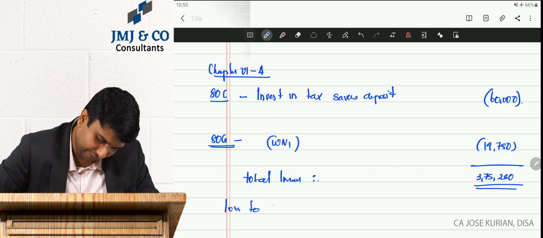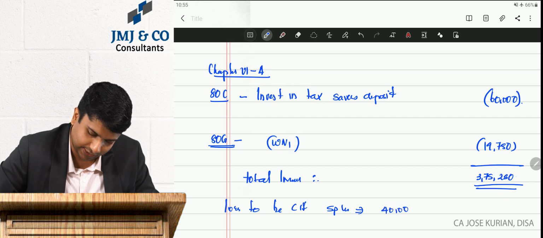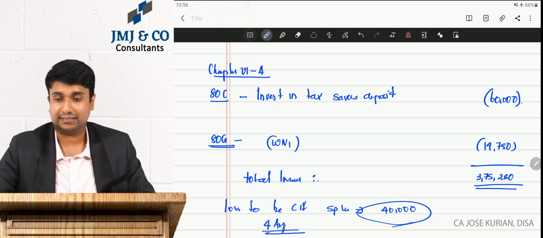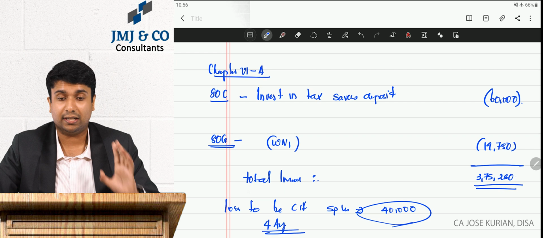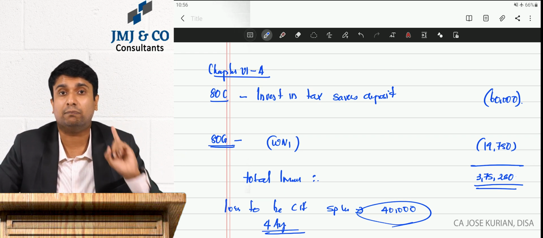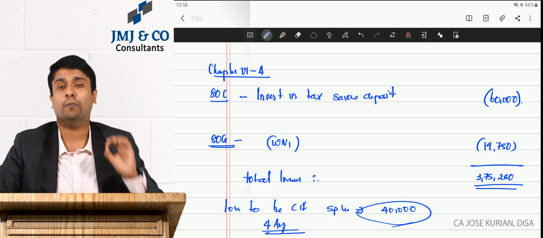And loss to be carried forward. Loss to be carried forward is speculation loss. Hope you remember, 40,000. It can be subsequently carried forward to the next 4 assessment years. So that is the final answer. 3,75,250 is the total income, and the loss to be carried forward is speculative business loss, and it can be carried forward to subsequent 4 assessment years. That is the final answer. Hope it is clear.